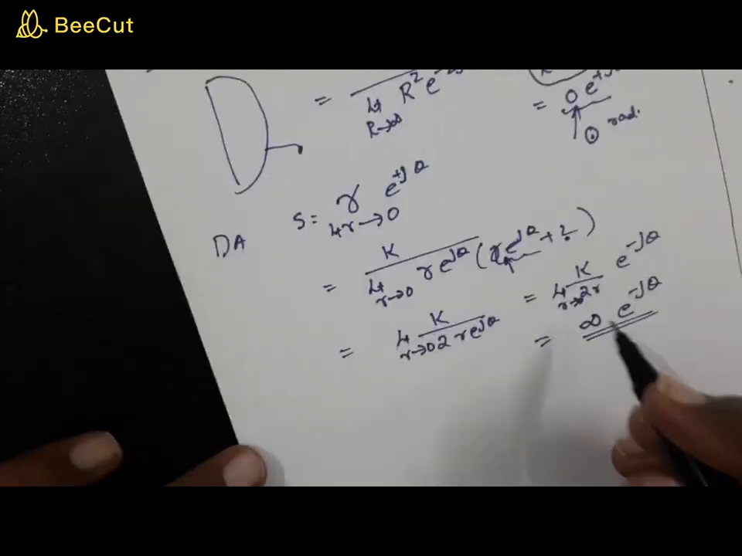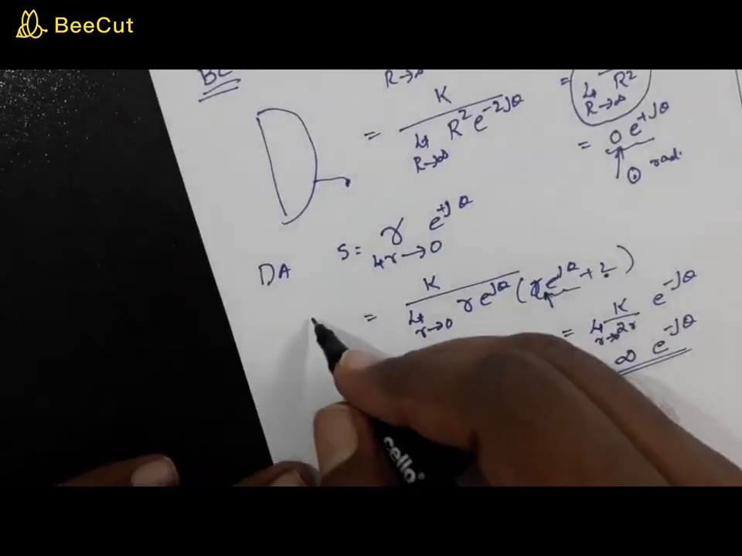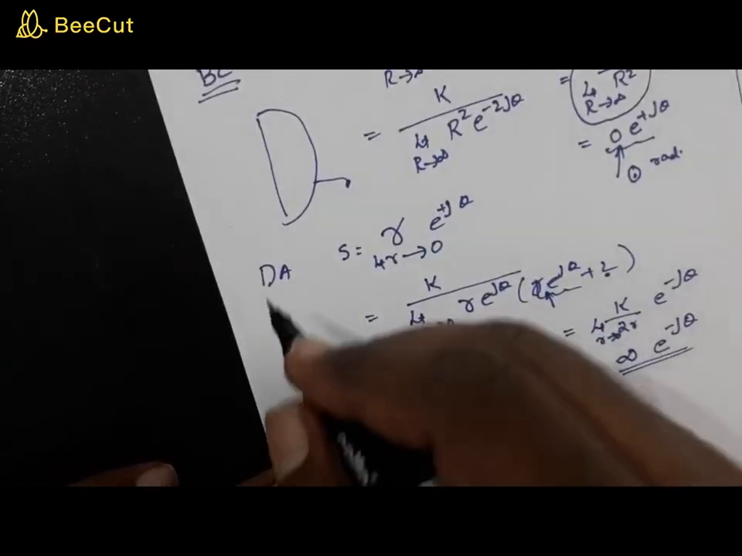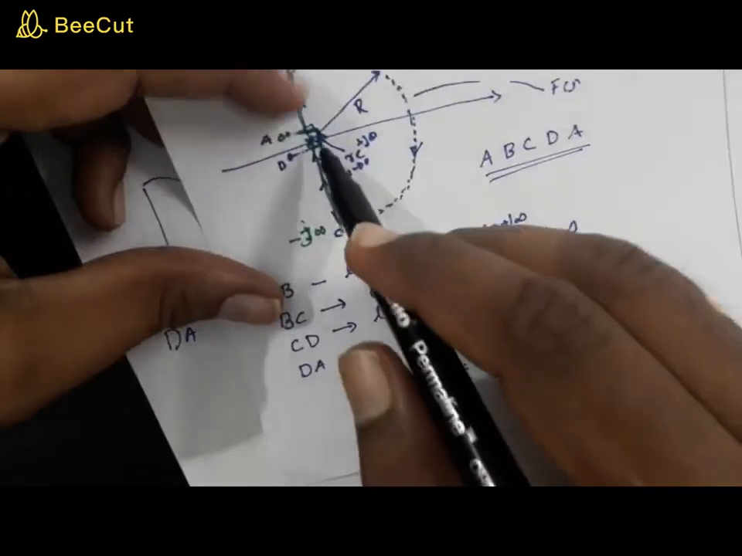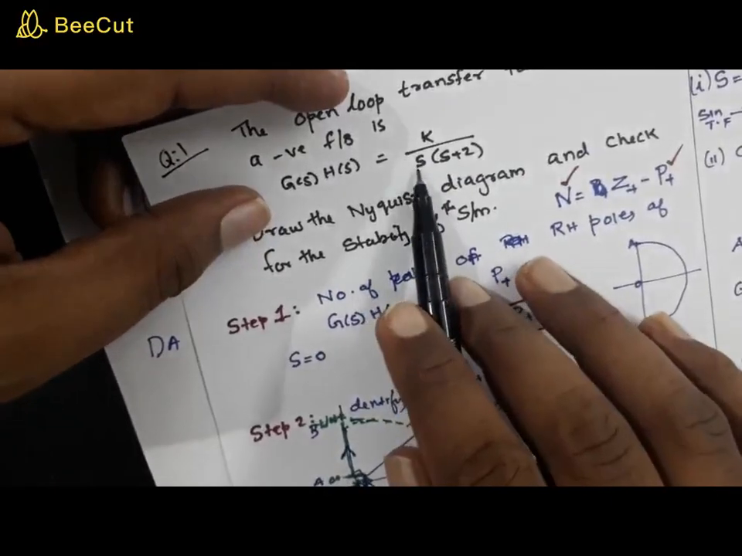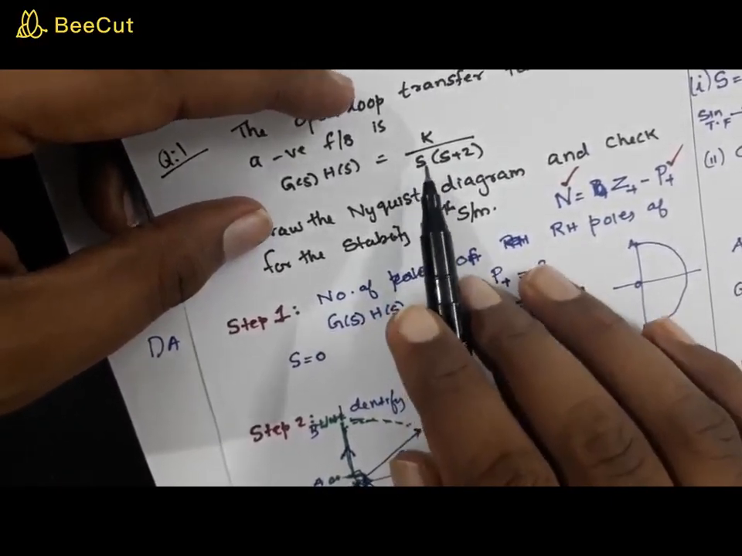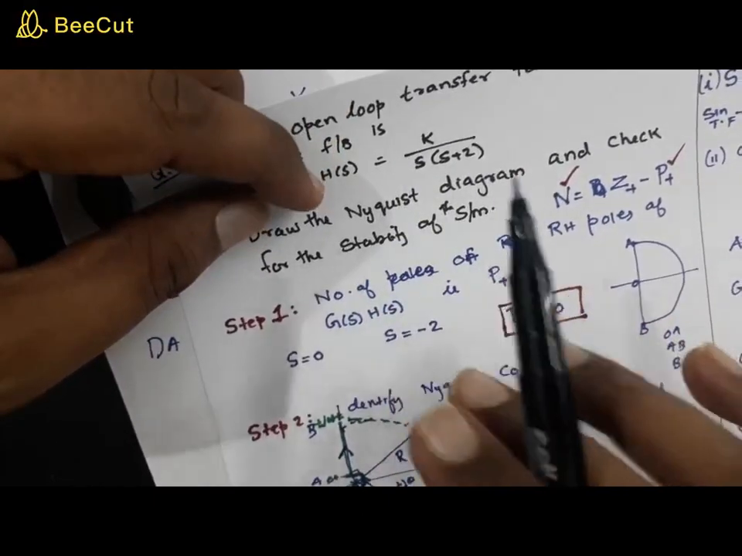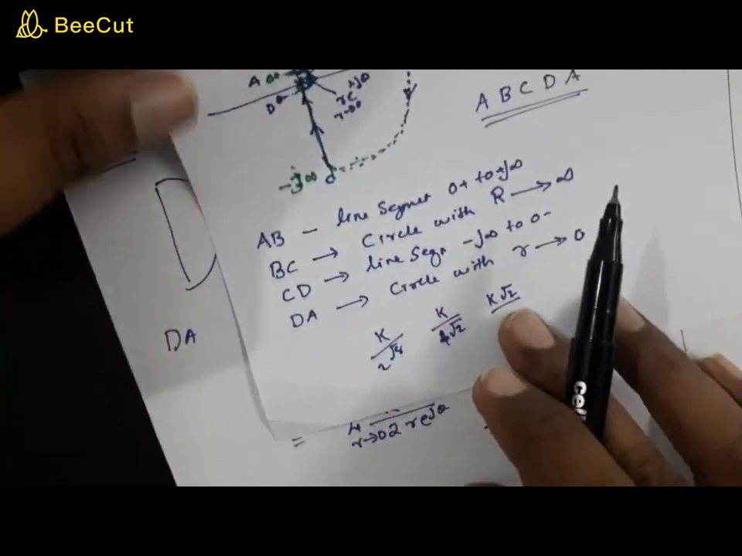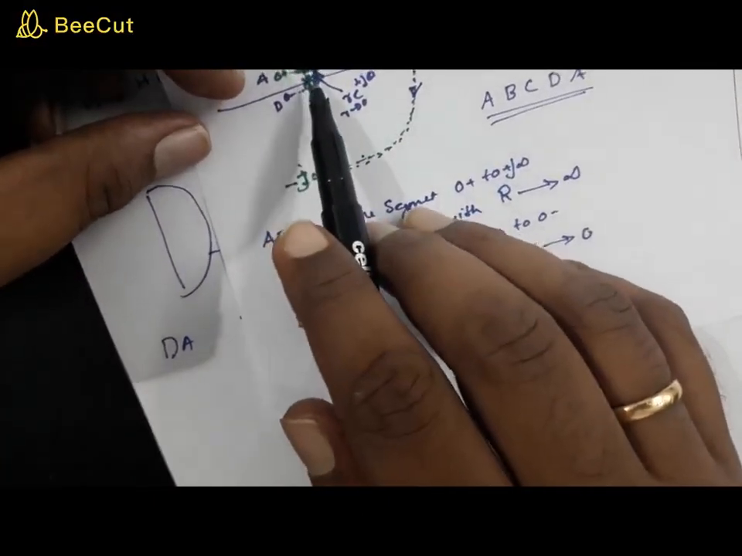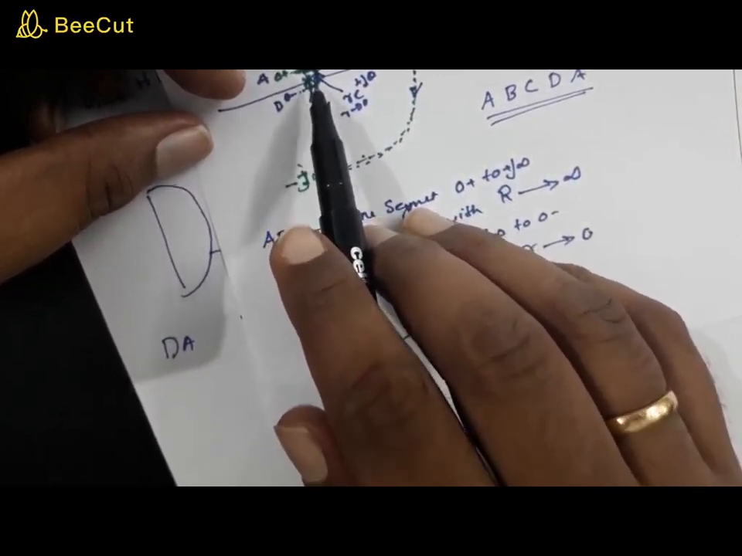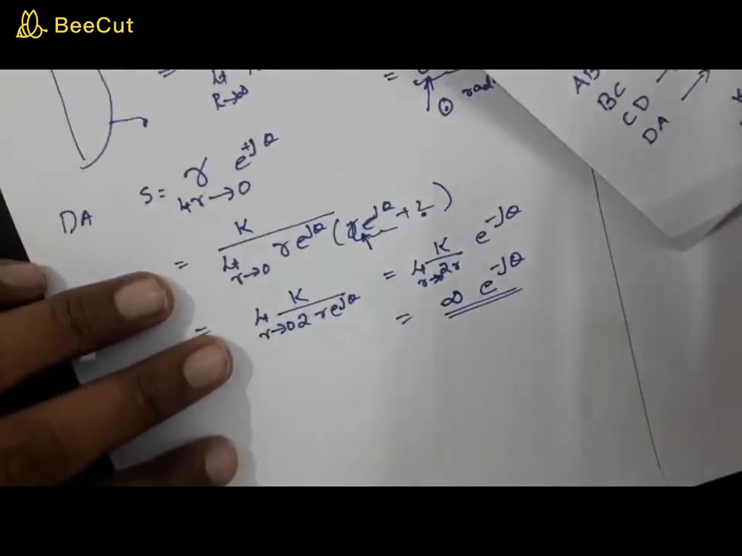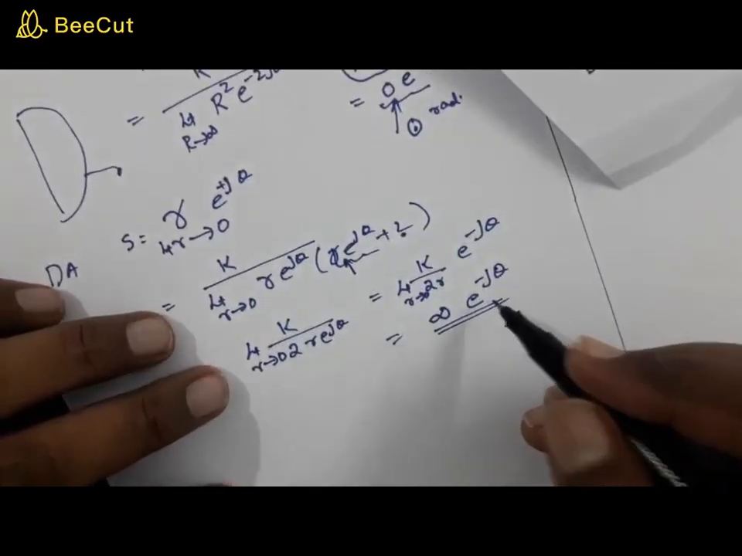So what is this? This shows that this small circle is mapped. The small circle which we have mapped is the small circle which we have excluded. Why have we excluded it? Because there is an origin pole in the open loop transfer function. So we have excluded it because that is not taking part in the complete instability of the system. So when we map the small circle, we get a big circle with infinity e raised to minus j theta.